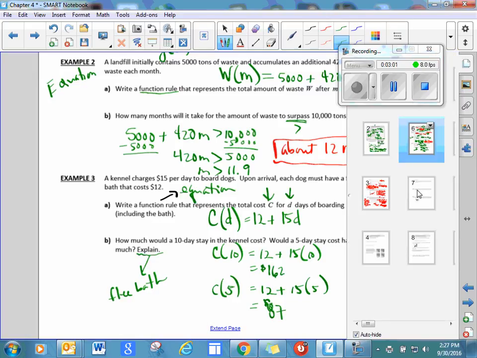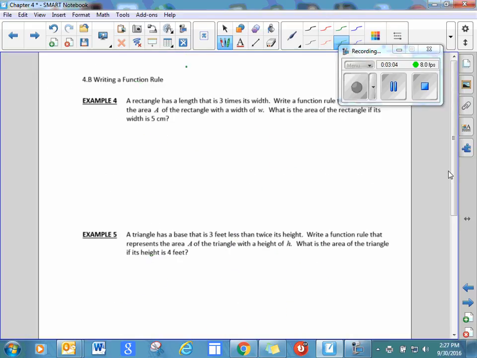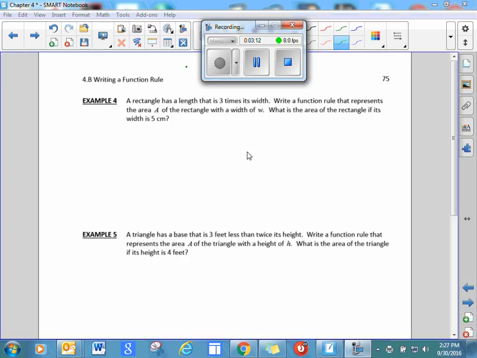All right, let's look at the top of the next page. This has got a geometry component to it. It says, move this out of the way so I can see exactly what it does say. So it says a rectangle has a length that's 3 times the width. Anytime I even see the word rectangle, I start drawing. I rarely ever will work a geometry problem without drawing a figure. So if the width, well, let's keep reading for a minute. Write a function rule that represents the area A of the rectangle with a width of W.